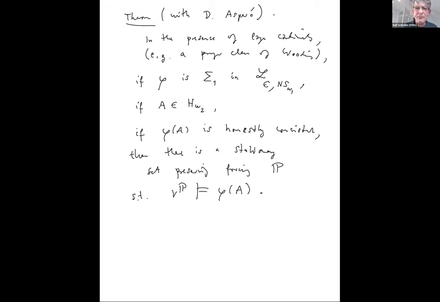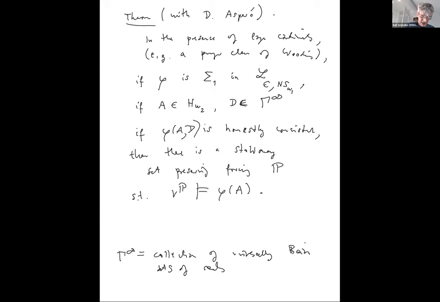Okay, and you can actually add a little bit more. You could also add a set D, which is universally Baire. So Gamma infinity is the collection of universally Baire sets of reals. Then you can have that as a parameter also in your statement. So you could say, if phi of A and D is honestly consistent. What does that mean? I mean, this D in every set generic extension has its own version. So that means that for every F, you have this model which is F-closed, and in which phi of A and the new version of D holds true, which makes sense because the model is supposed to exist in a generic extension of V. Then you can actually force the statement.